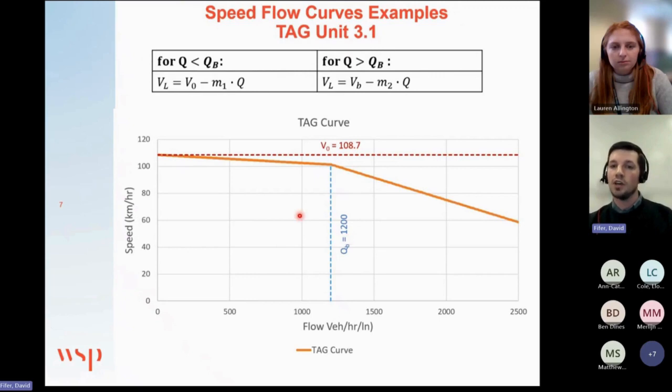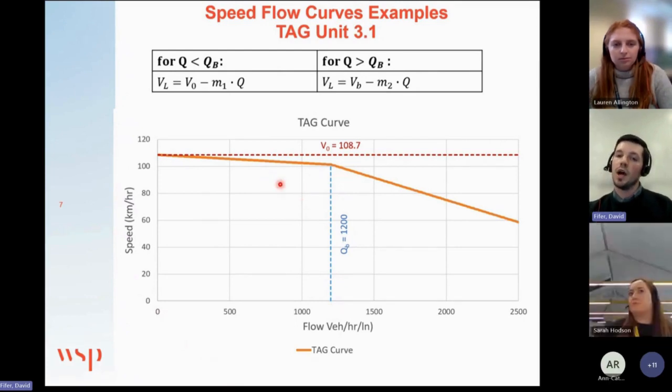So this is what the curve looks like when plotted. This is just some arbitrary values put in. And we can see that we've got an initial curve, and then at the breakpoint, we get a different curve with a steeper gradient.